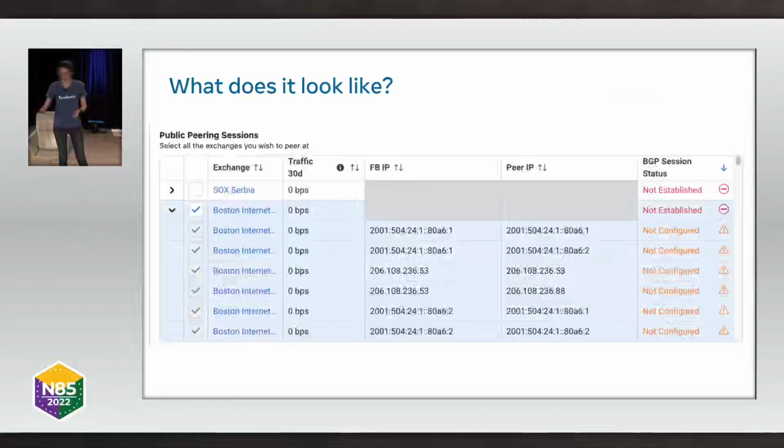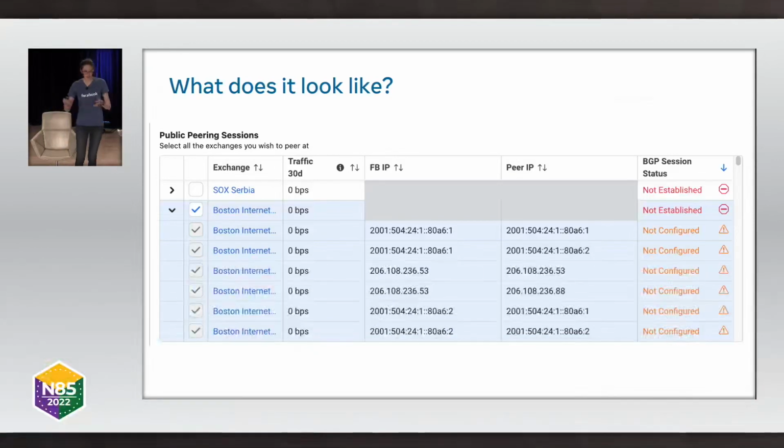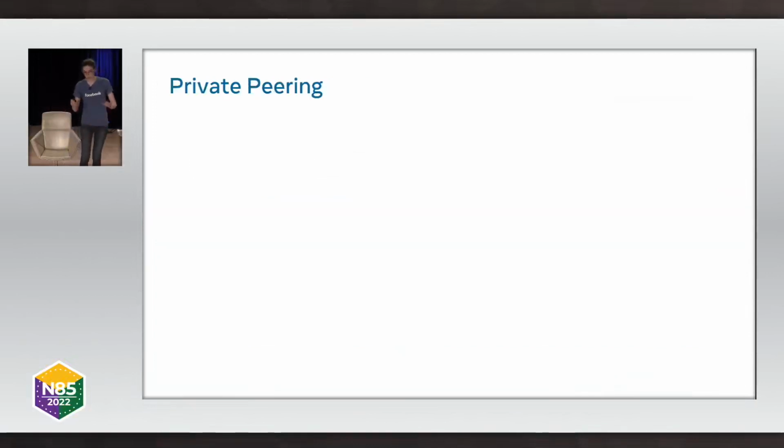So let's see the zoomed in view. If you expand an exchange, you'll see the session status for each individual session by IP pair. So while you're waiting for your sessions to be configured, you can come back and check to see how it's going. So let's say that you request public peering. After that point, your request will land in our approval queue where we'll do some analysis to decide and then configure the peering. So that was public peering.